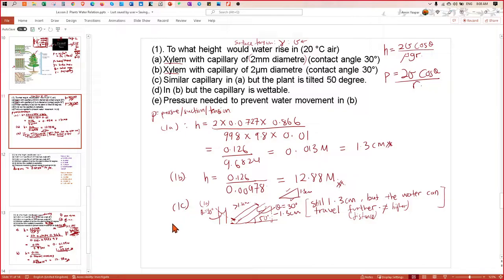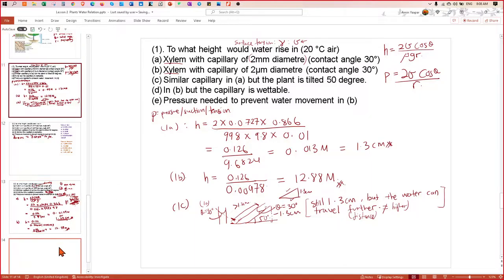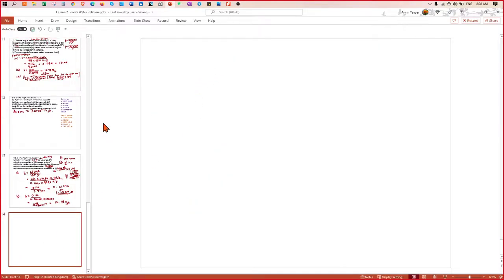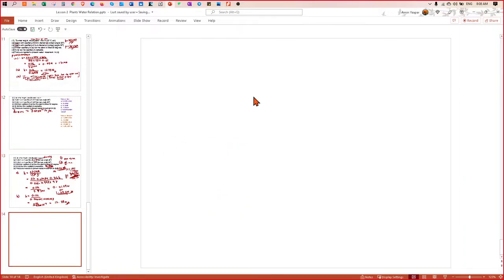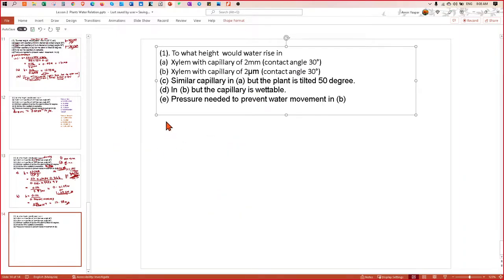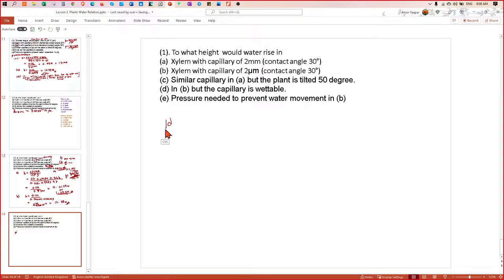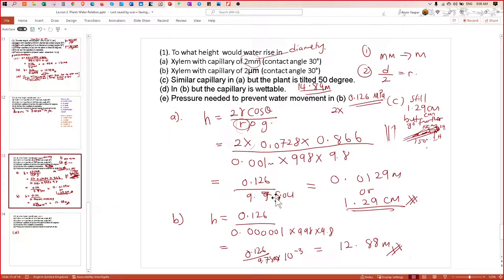Right. Let's have a look at D. Okay, I don't have enough. Please, I'll just use this. In D, I like to have this question follow me wherever I go. 1D. What's the question? Same as B, but the capillary is wettable. Okay, I think we can copy this calculation from B.